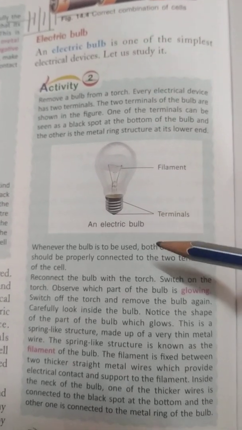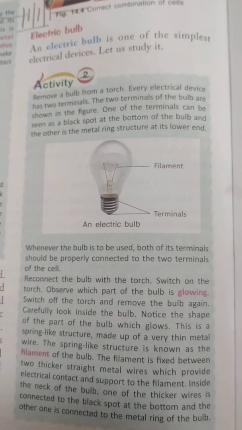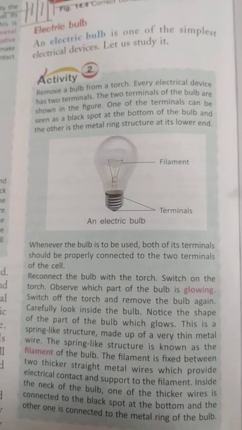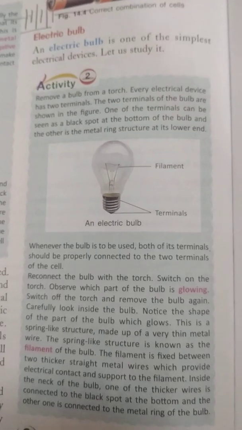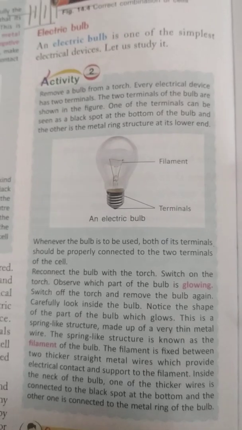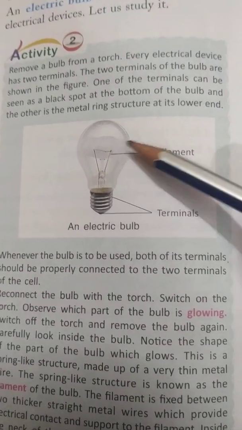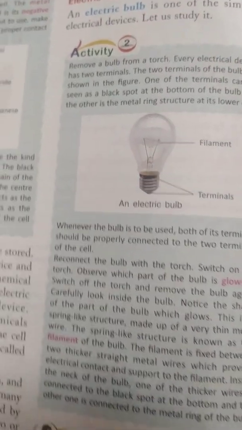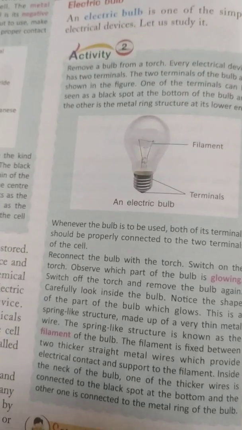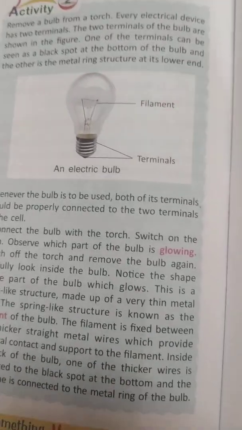As you already know, in electrical circuits there are two terminals, as in the case of a cell there are two terminals, positive and negative, and in the same way another electrical device like a bulb also has two terminals, positive and negative. As you see in the figure, there is a filament. The spring-like structure shown is the filament of the bulb.